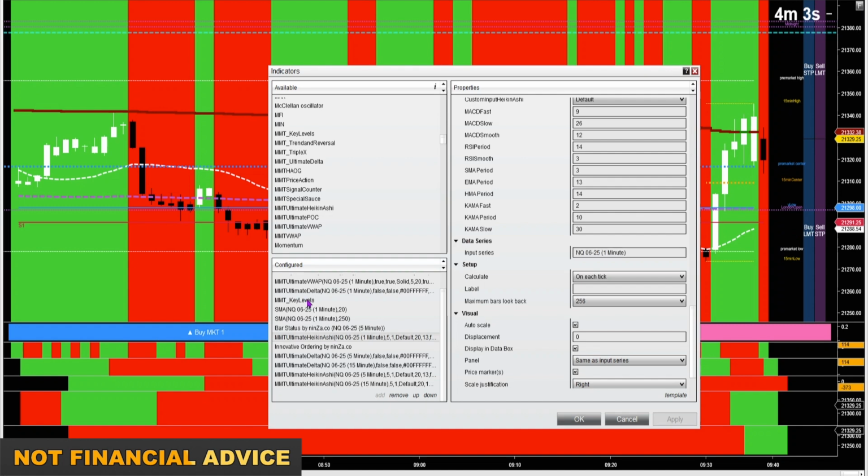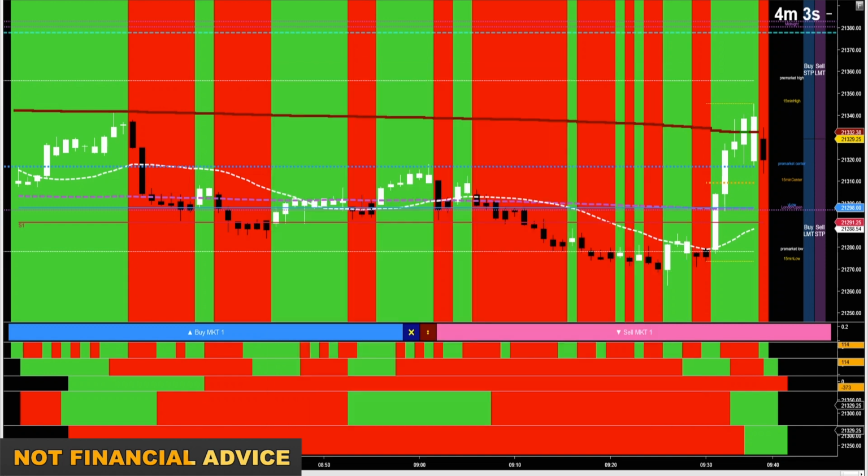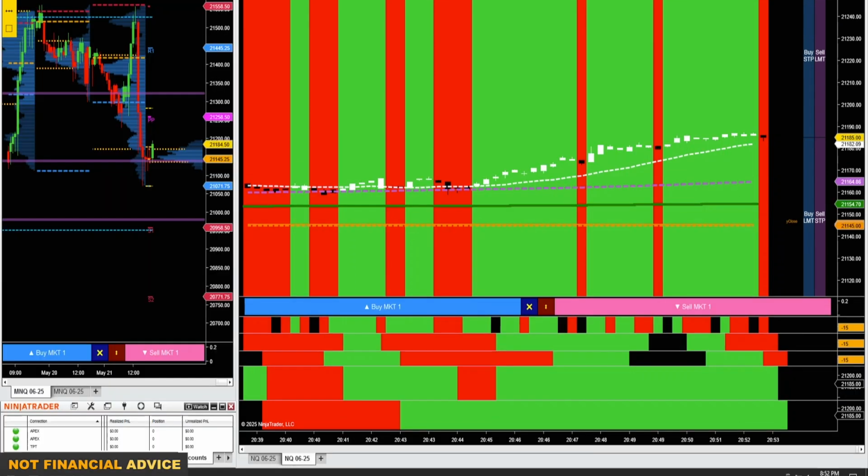I've also got the key levels on the chart and the 20 and the 250 SMA. So those are the settings, and that's how I would trade it. So I just logged into the live markets during the Asian session. Going to test this system out in the live markets.